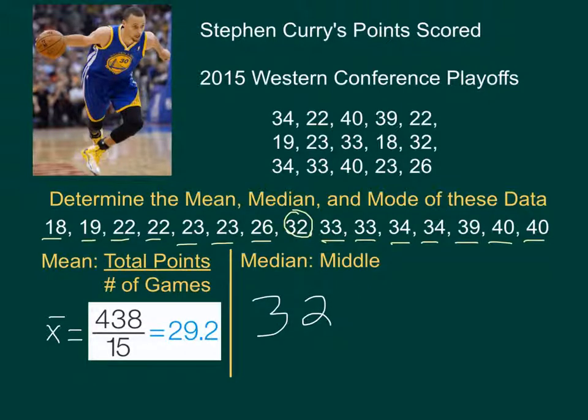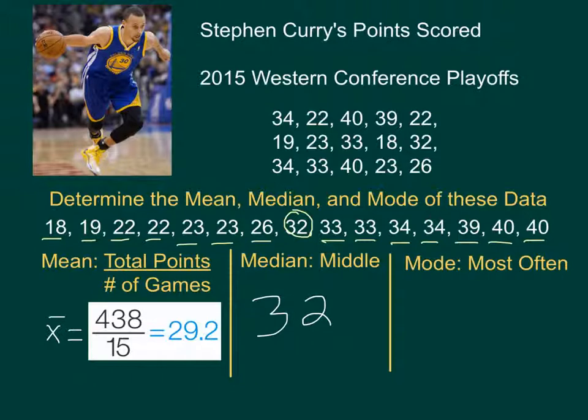And finally, let's discuss the mode. The mode is just whichever data points appear most often, if there's anything that appears more than anything else. And there are a couple of examples here, more than a couple. You'll notice that there are two 22s, two 23s, two 33s, two 34s, and two 40s. Everything else shows up once.